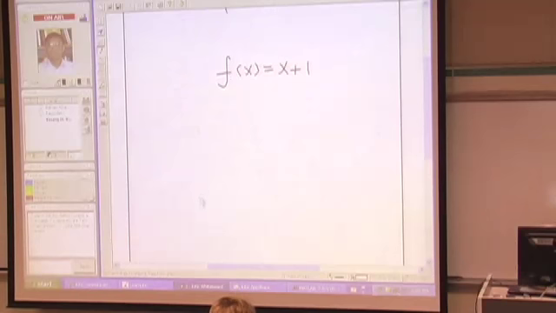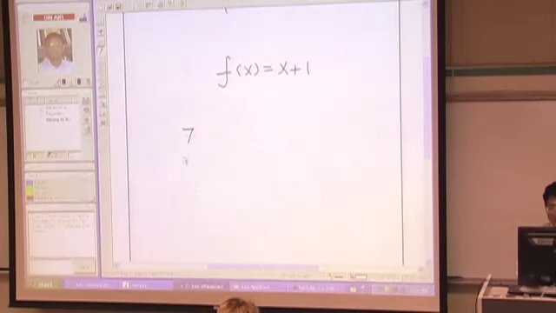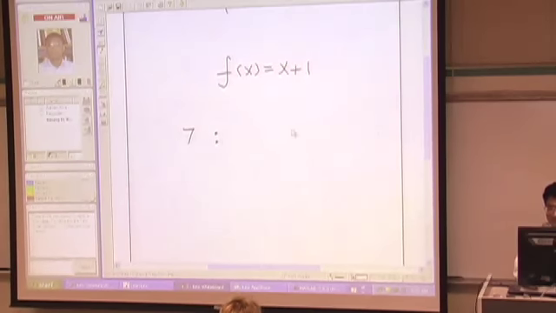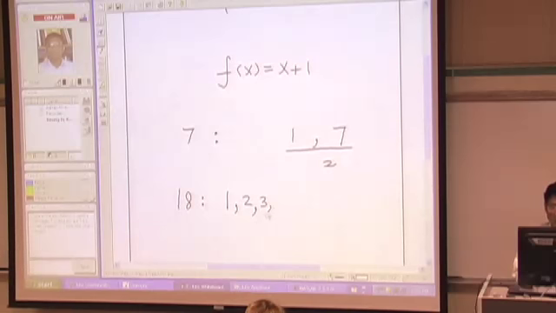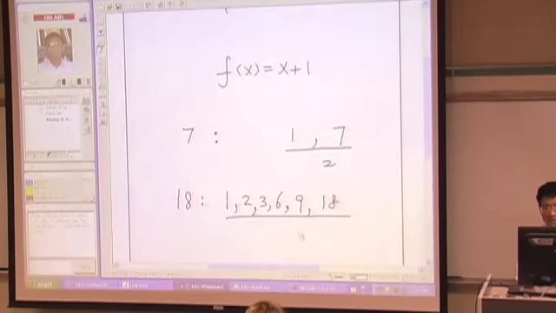So let's do it. First of all, we want to consider a case like this. Pick any number. 7. Then what are the divisors? 1 divides 7. 7 divides 7. Obvious. Then how many divisors can you find? 2, right? There are 2 divisors. Pick some other number. 18. Then 18 is divided by 1, 2, 3, 6, 9, 18.